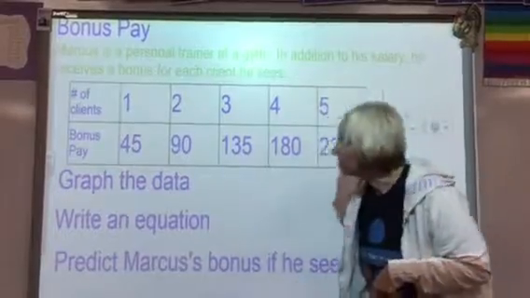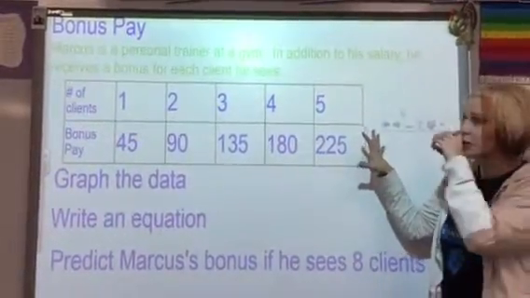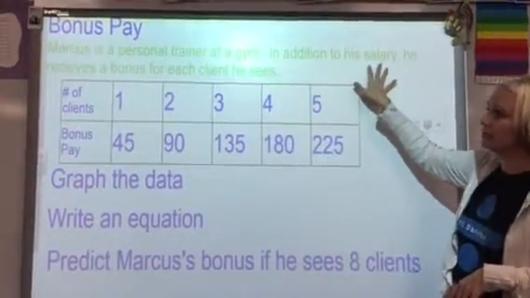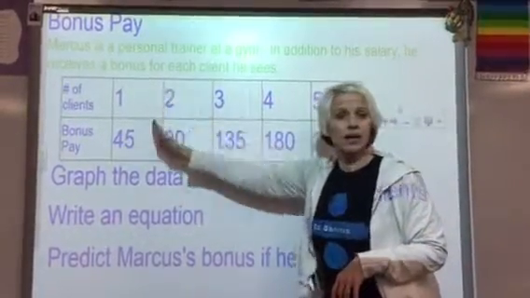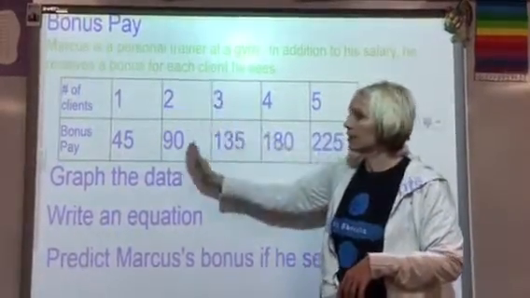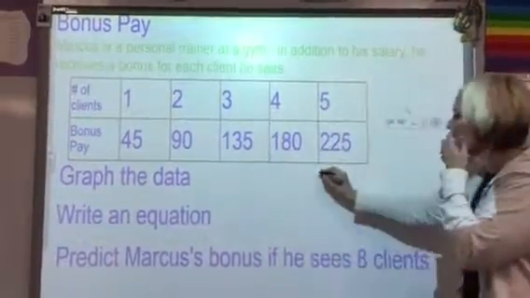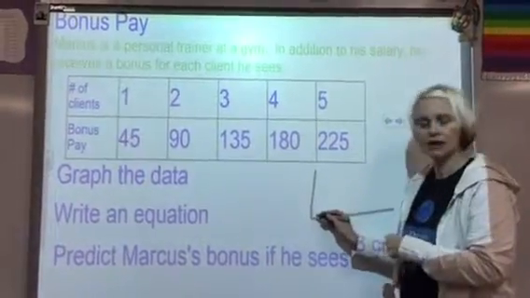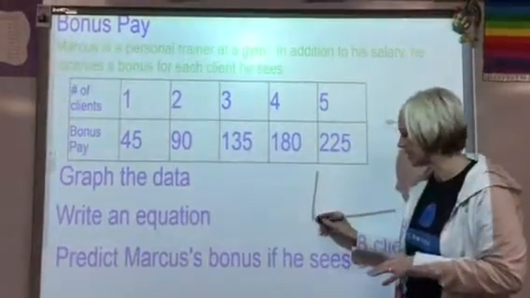What you're going to also do today is look to see in a real world situation if something is proportional or not. Marcus is a personal trainer at a gym, and in addition to his salary, he receives a bonus for each client he sees. So for one extra client, he gets $45, 2 extra clients, $90, and so on and so forth. So when we graph this, we are only going to need quadrant 1 of the graph. If he sees 0 extra clients, what would his bonus pay be? 0, right? So that's the origin.